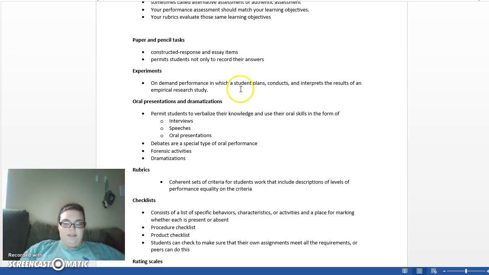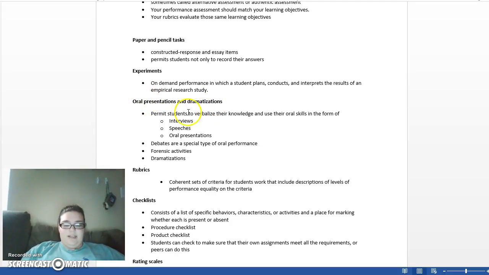Experiments are on-demand performance in which a student plans, conducts, and interprets the results of an empirical research study. So I know in elementary school, I don't know if every elementary school did it, but my elementary school did, and in middle school. In elementary school we made volcanoes, and in middle school we made rockets. And we shot our rockets off for the entire school to see, and it was an entire school incorporated thing, and it was really cool that we got to see our rockets fly up in the air, but other children also got to learn about rockets, and we got to learn about gravity, and we learned about how to construct the rocket and what would happen if it wasn't constructed correctly, and it was done for a grade, but I think it was a really cool thing to do.